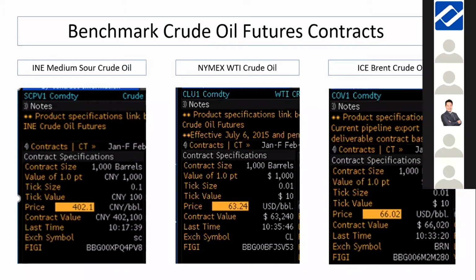You can look at these screenshots that I clipped off Bloomberg within a few minutes of each other. You can see there's a slight difference in price. The WTI crude oil is at 63.24. The Brent is at 66.02. The RMB contract is at 402, and once you factor in the currency conversion, it comes in at 61.86, so a little bit less expensive.